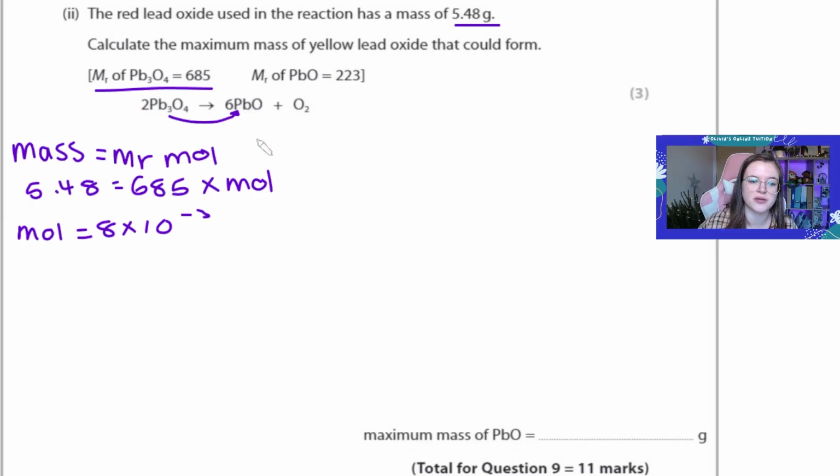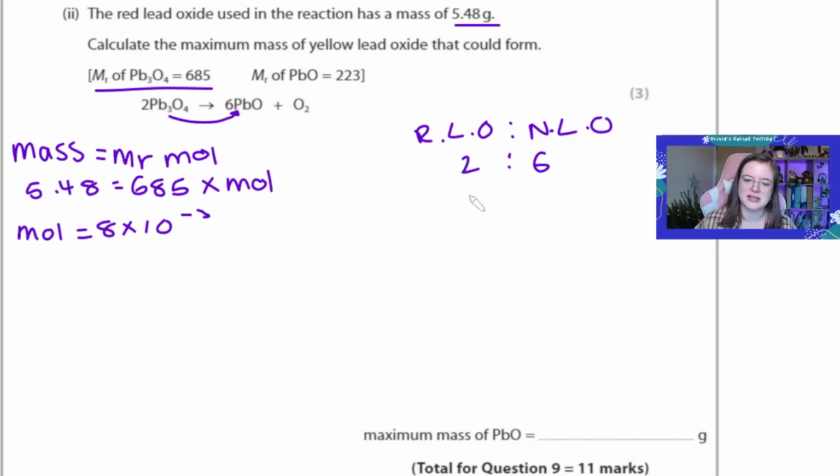So we have a molar ratio currently of red lead oxide to normal lead oxide, or I guess yellow lead oxide, that is 2 to 6. Doesn't matter what you call it, you could call it red lead oxide and yellow lead, it doesn't matter, right? I just made this up. So 2 to 6, numbers in front.